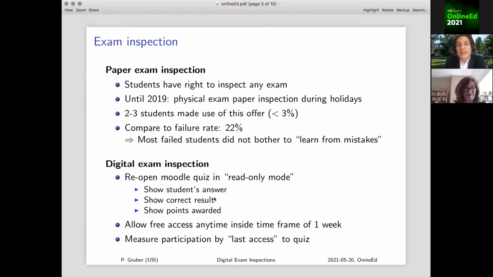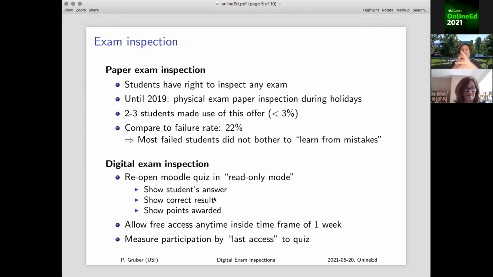There was a physical exam inspection. It was, of course, during the holiday period because exams are at the end of the semester. And about 2 to 3 students made use of this offer, so less than 3%. Compare this to the failure rate of 22%. So this means a vast majority of the failed students did not even bother to look at their exams to learn from their mistakes.